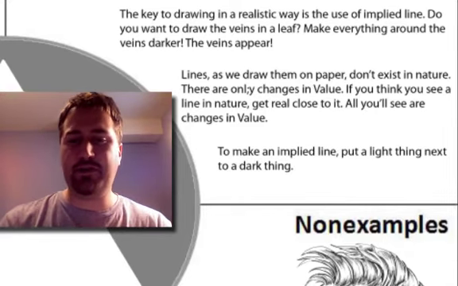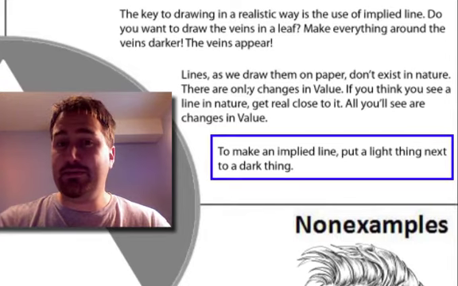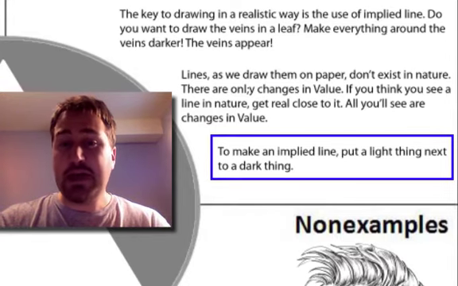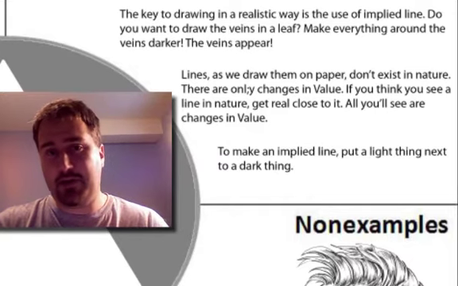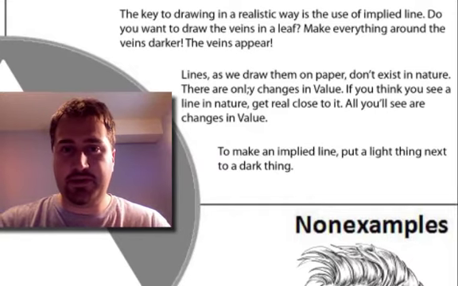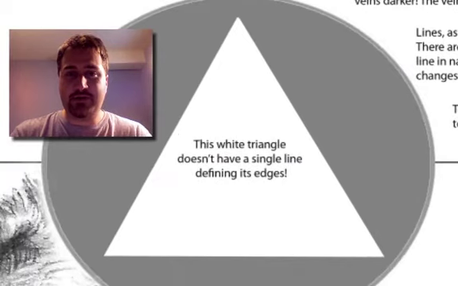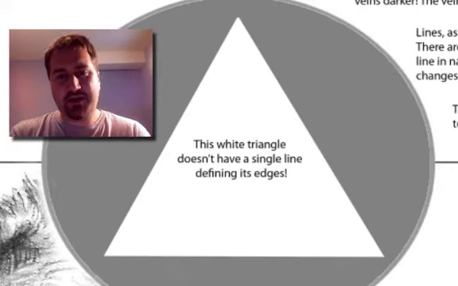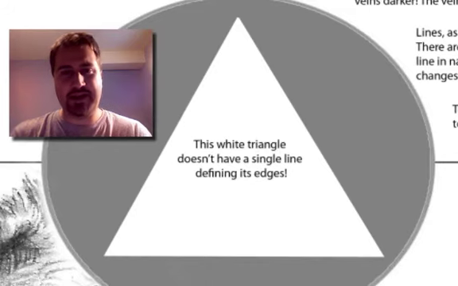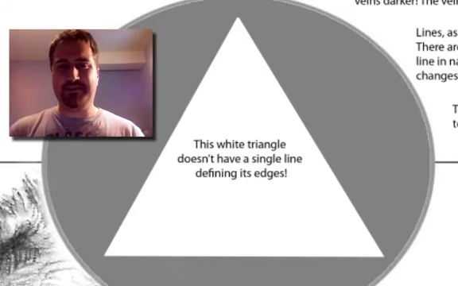So here's the rule of thumb, and we'll get into it a little deeper in another screencast: to make an implied line, you put a light thing next to a dark thing, or vice versa. So let's look at the triangle. The triangle in this case is a light thing, and the dark thing is everything around it. And we see the triangle through what's called contrast. Contrast, that's difference. That's a difference in value. That brings the triangle out.